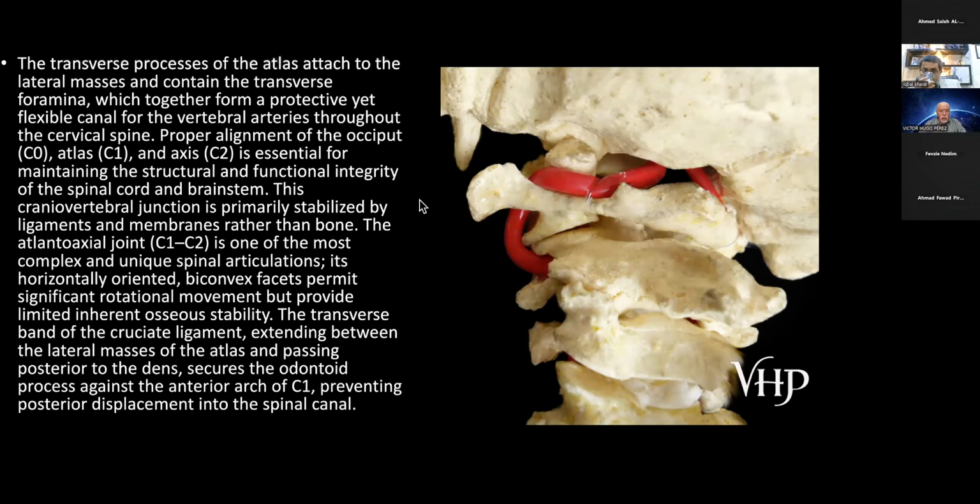This craniovertebral junction is primarily stabilized by ligaments and membranes rather than bone. The atlantoaxial joint is one of the most complex and unique spinal articulations. It's horizontally oriented. The convex facets permit significant rotational movement but provide limited inherent osseous stability. The transverse band of the cruciate ligament extends between the lateral masses of the atlas and passes posterior to the dens, securing the odontoid process against the anterior arc of C1, preventing posterior displacement into the spinal canal.